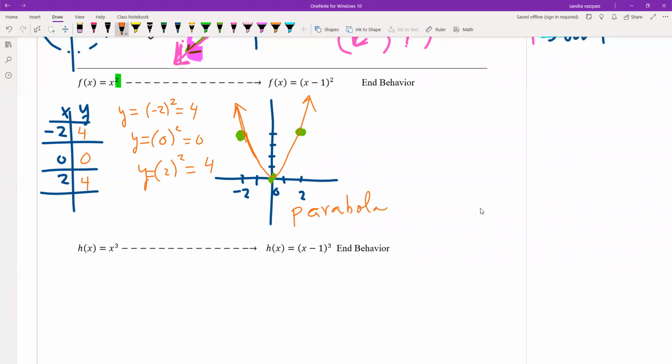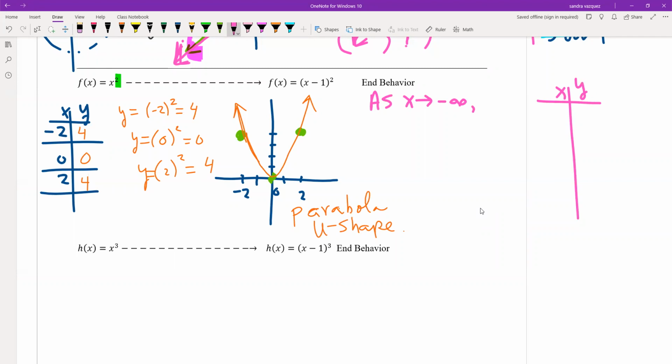And the parabola, it's a U shape. Okay, what's the end behavior? The end behavior is, as I pick very large negative values of x, I don't care how big they are. You can make a T table if you want to.